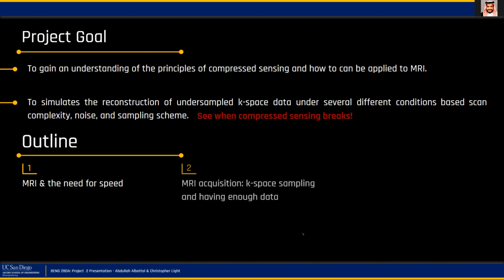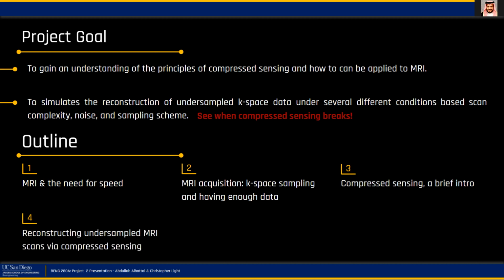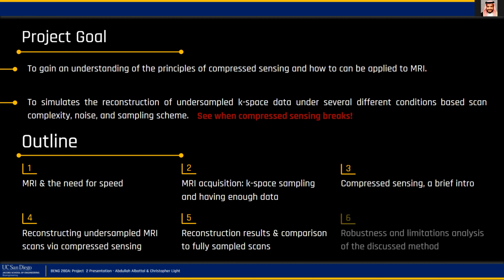Okay. So for the outline, we're going to go over MRI just really quick and talk about the need for speeding it up. Then we're going to be talking about K-space sampling and having enough data, how much data we need, compressed sensing and a brief intro, reconstruction, undersampling MRI scans, reconstruction results, comparison, and the last one, I'm sorry, robustness and limitations.